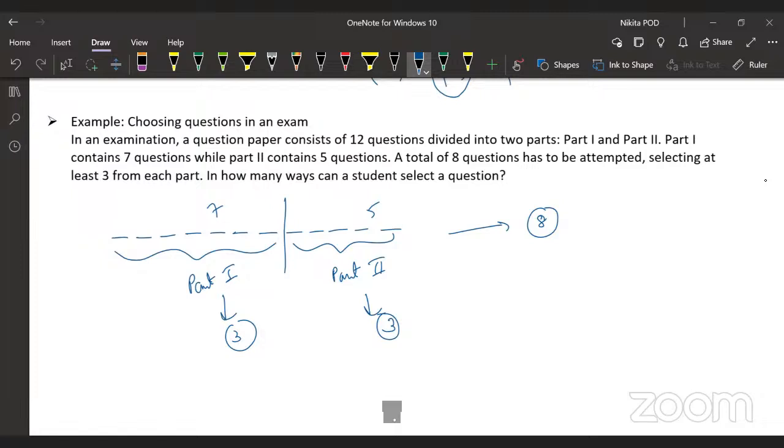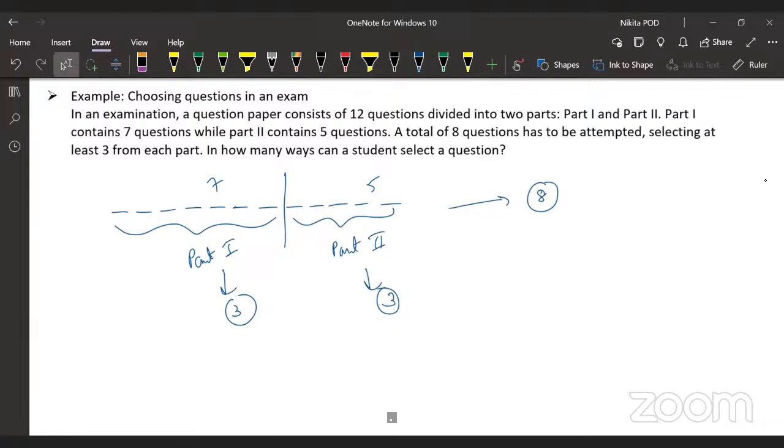How will you do it? 5C5 7C3 plus 7C4 5C4 plus 5C3 into 7C4... Yeah, that's right. So it's not very difficult, right?